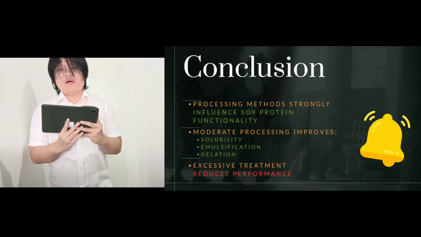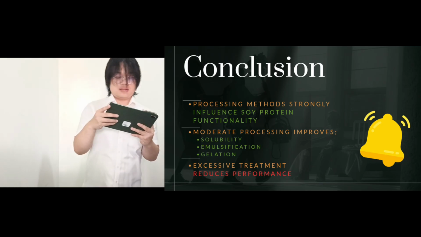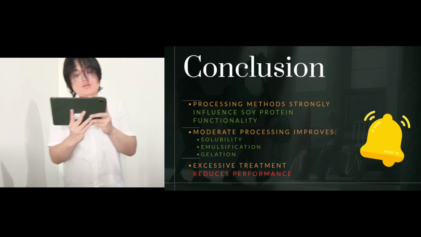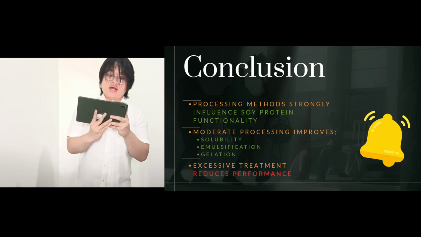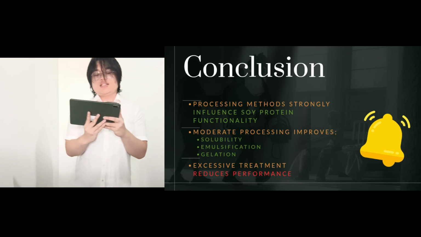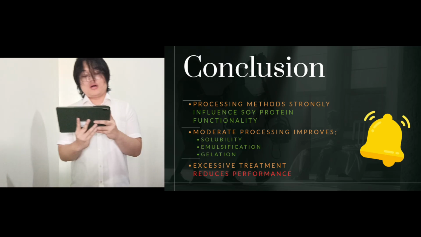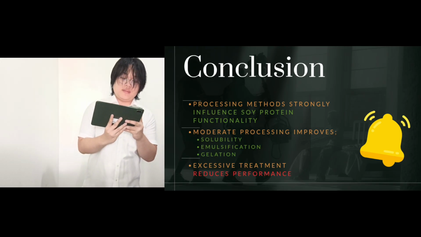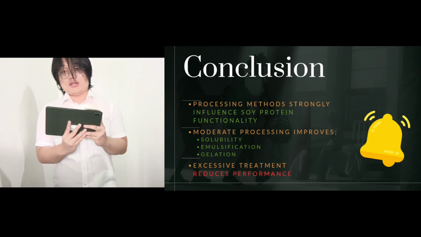Now the conclusion of this presentation is that processing methods have a significant impact on soy protein functionality. Moderate processing conditions generally improve solubility, emulsification, and gelation by modifying protein structure in a beneficial way. However, excessive processing can lead to aggregation and reduce functionality. Overall, understanding and optimizing these processing methods is essential for developing high-quality plant-based meat products with desirable texture, stability, and consumer acceptance.